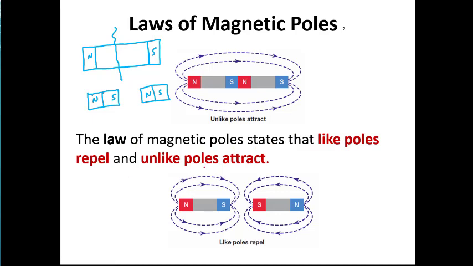So if we have a north pole on one magnet, that'd be attracted to a south pole on the other magnet. If we have a south pole and a south pole, they're going to try to push each other away. Later on, when we look at applications, we'll use these laws of magnetic poles to create magnetic machines where we're trying to push and pull different materials away from each other.